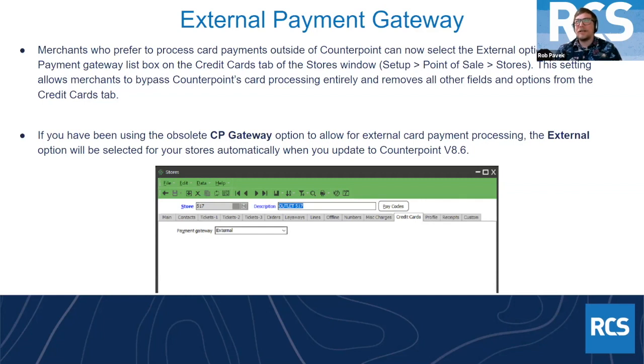So if you've been using the obsolete CP gateway option to allow for external card payment processing, the external option will be selected for your stores automatically when you update to Counterpoint V86. So you don't need to worry about anything. The workaround that you were using is now going to be the standard moving forward, and it's now called external payment gateway. So really, you don't have to do anything on your end. Just know that it is now an option available to you, and it does change that across the board within Counterpoint when you choose that option. All right.